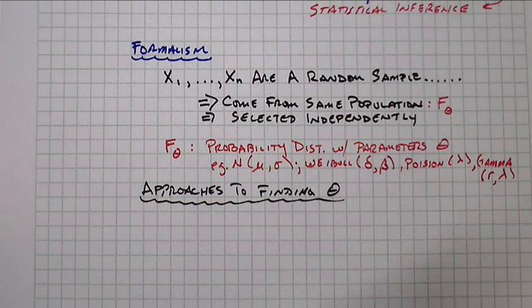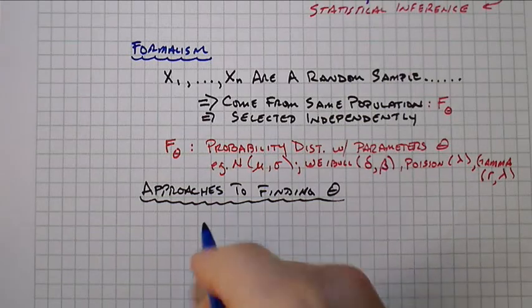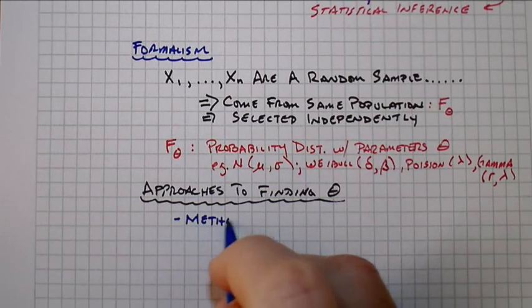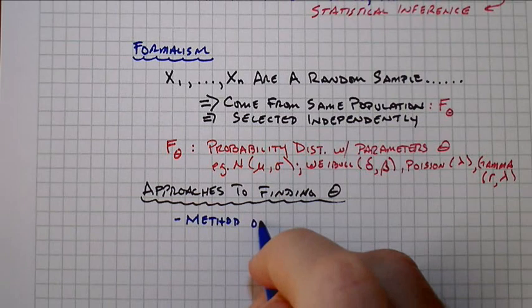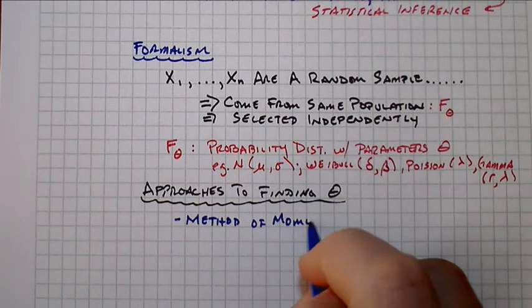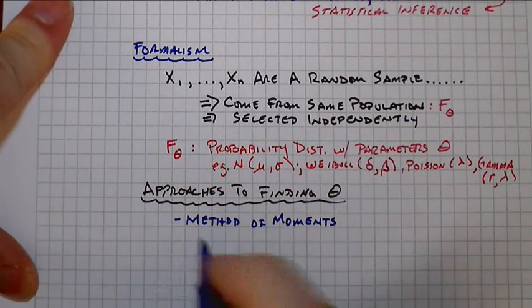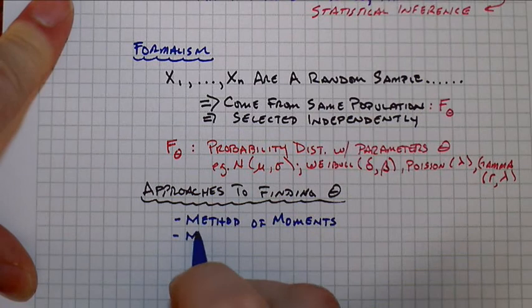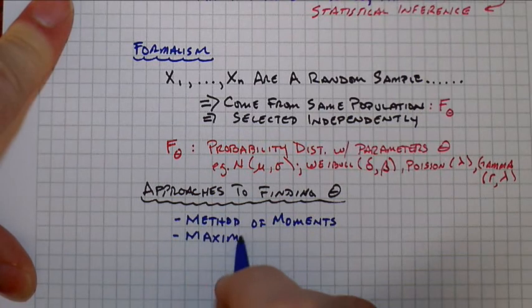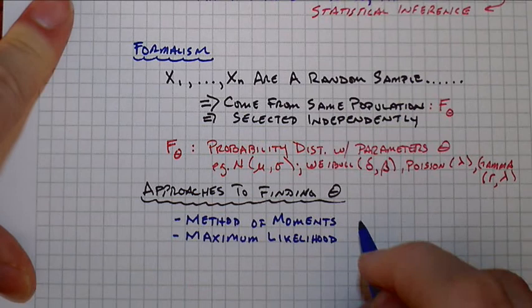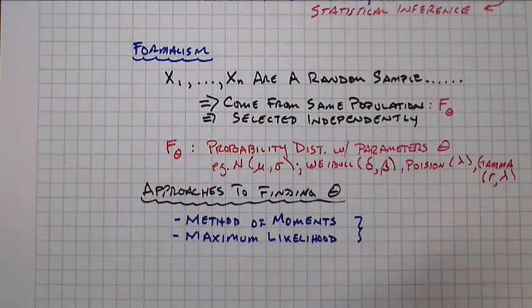And so the first two that we're going to end up getting into some depth in are the method of moments. We've actually already used this technique a couple of times. The maximum likelihood method. Right, both of these are what we're going to label as point estimates.